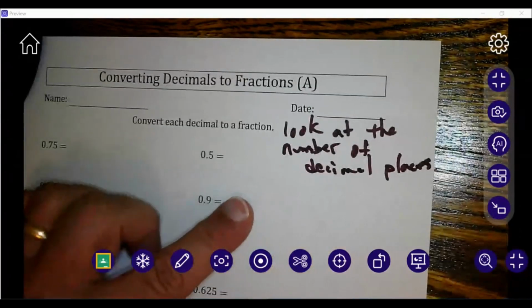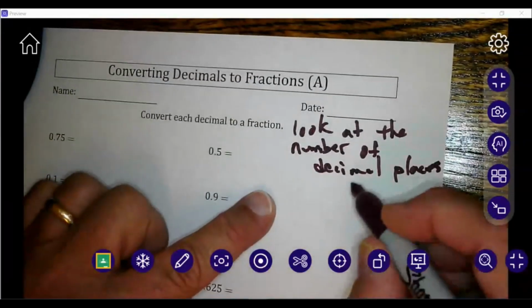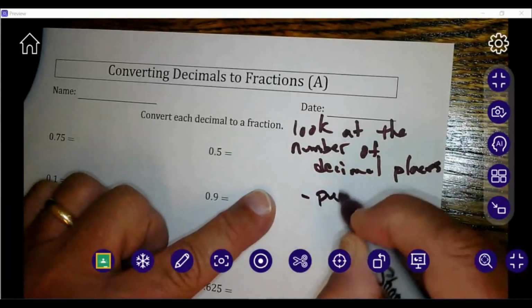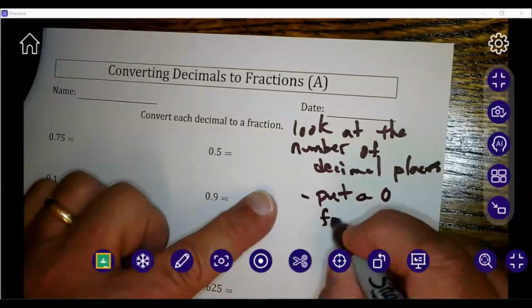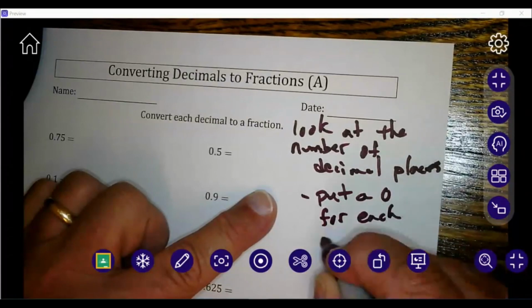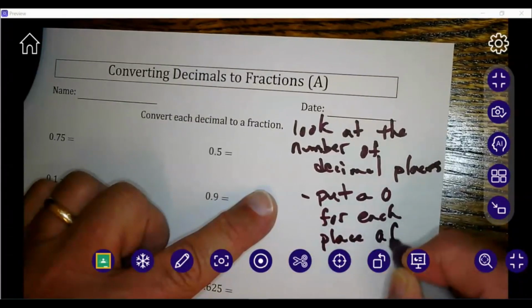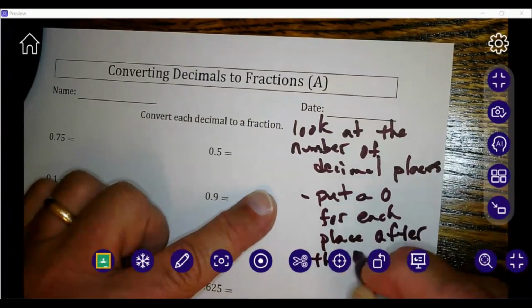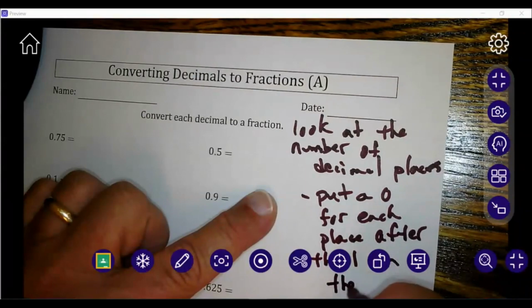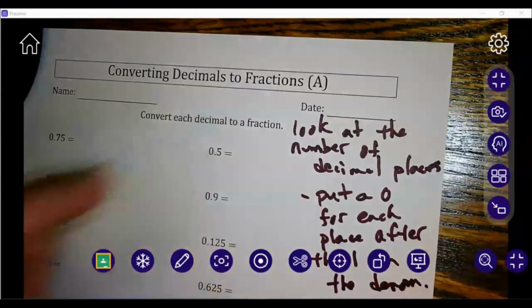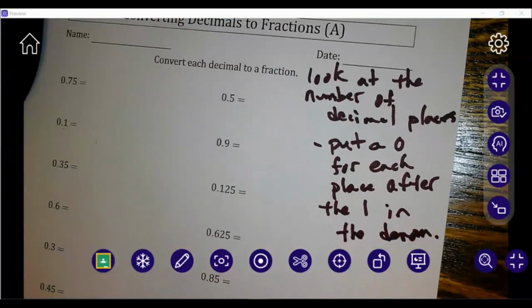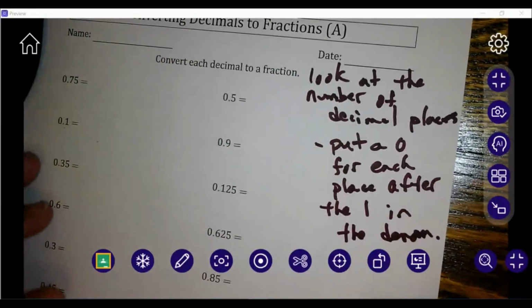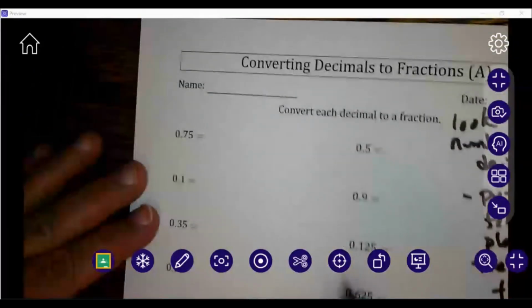You have to look at the number of decimal places because you need to put a 0 for each place after the 1 in the denominator. You'll see what that means in just a second. So you've got to look at how many decimal places you have, and there has to be a 0 for each decimal place after the 1.